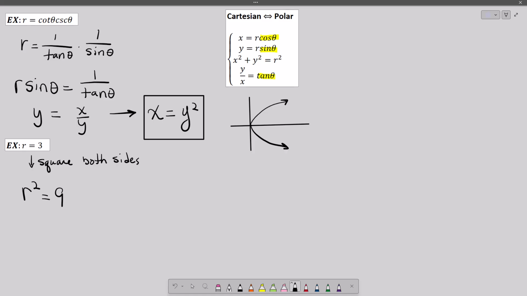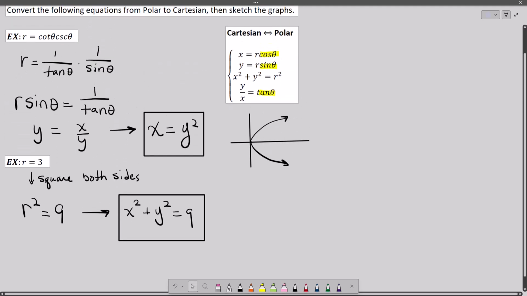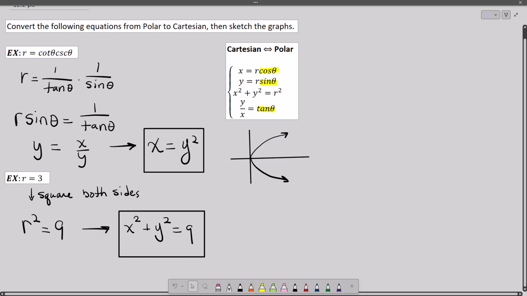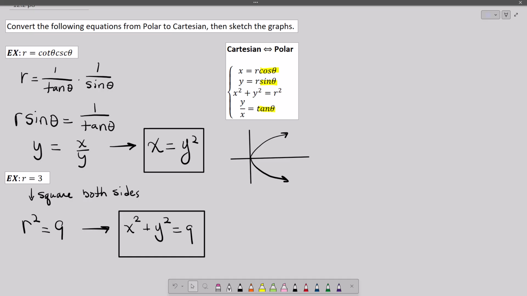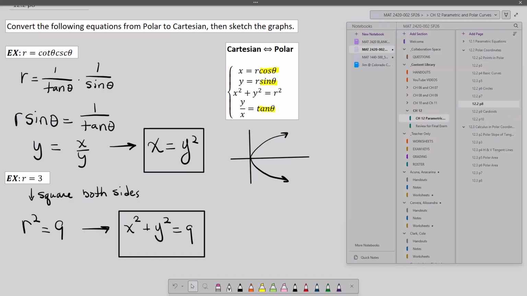And then you look up there and you're like, oh, we have r squared on the right up there in the third equation. So that will take us to the equation x squared plus y squared equals 9. Okay. Any questions on that? Not too crazy. But it might get worse.